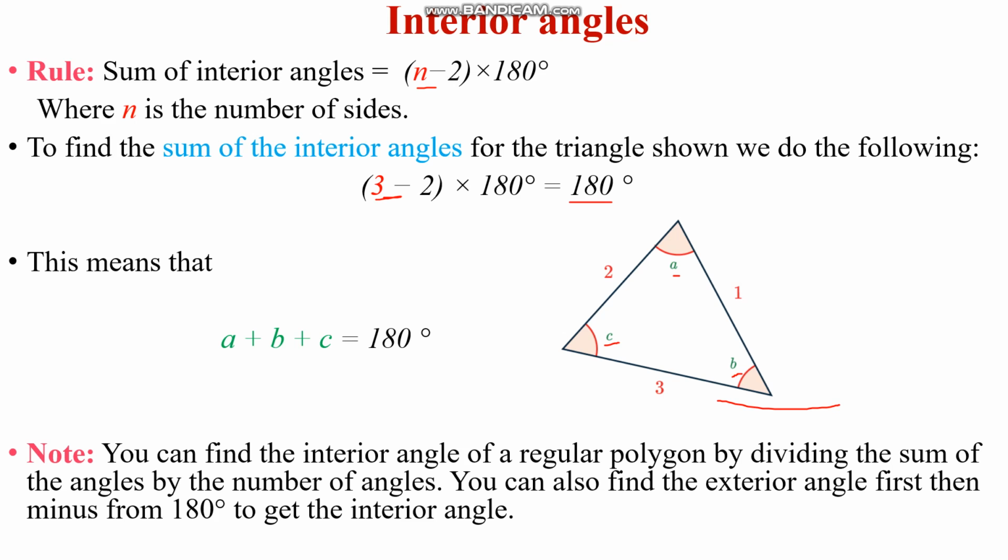All right. So you also need to note that you can find the interior angle of a regular polygon, note that this is a regular polygon, by dividing the sum of the angles, that is the total of the interior angles, by the number of angles or by the number of sides of the polygon. And then you also need to note that you can find the exterior angle first, and then you subtract it from 180 degrees to get the interior angle.